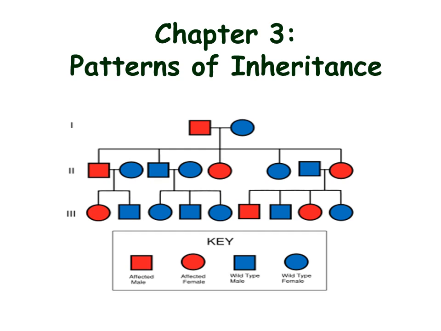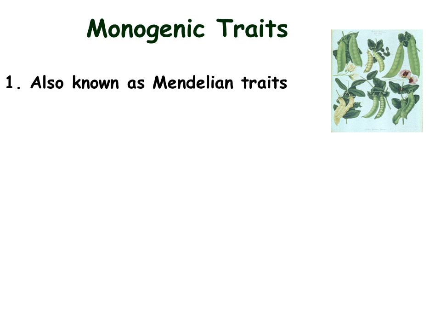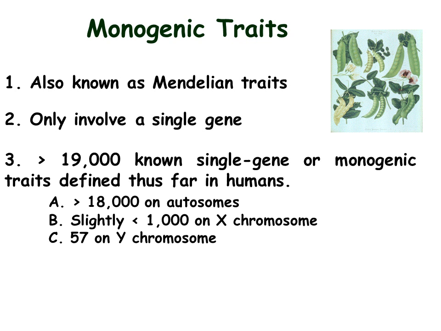Welcome to Unit 2. We'll begin our discussion with concepts in Chapter 3 regarding the patterns of inheritance of genetic traits in man. So we'll begin with monogenic or really single gene traits. These are also known as Mendelian traits because the father of genetics, Gregor Mendel, was the first to categorize these particular types of traits. So again, it only involves a single gene.